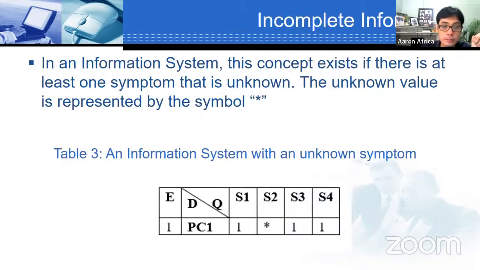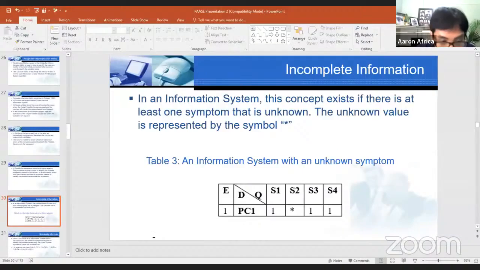Now, let me show the concept of incomplete information. This concept exists if there is at least one symptom that is unknown. The unknown value is represented by the asterisk symbol. For example, in table 3. We show table 3.